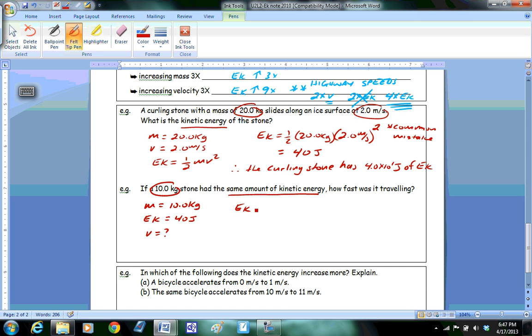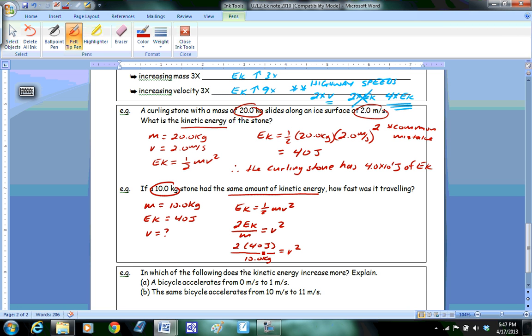Like before, I've got my equation, 1/2 mv squared, except now we're solving for the speed. So we're going to just rearrange the equation. Multiply both sides by 2, divided by mass, is equal to v squared: 2 EK over m equals v squared. Let's plug some numbers in here. 2 times 40 joules all over 10 kilograms is equal to v squared.